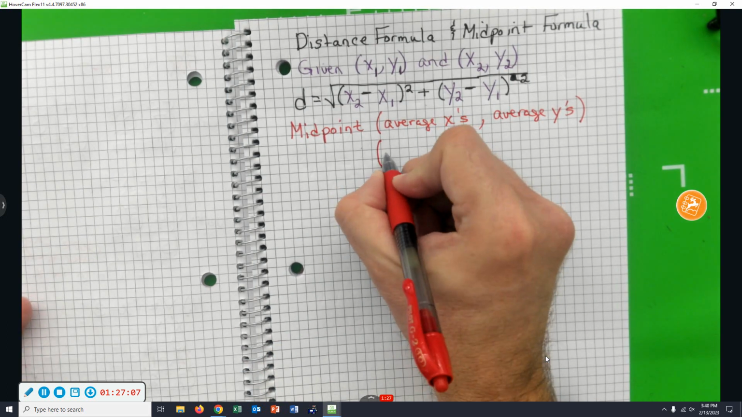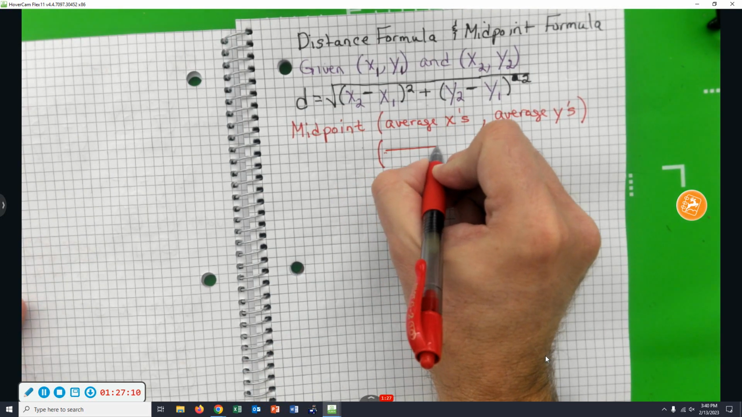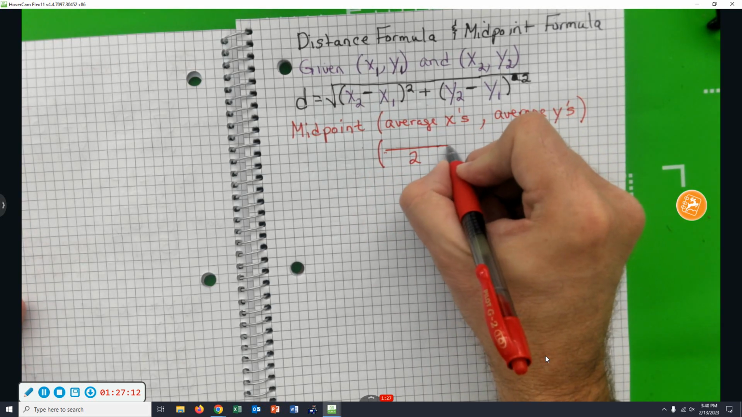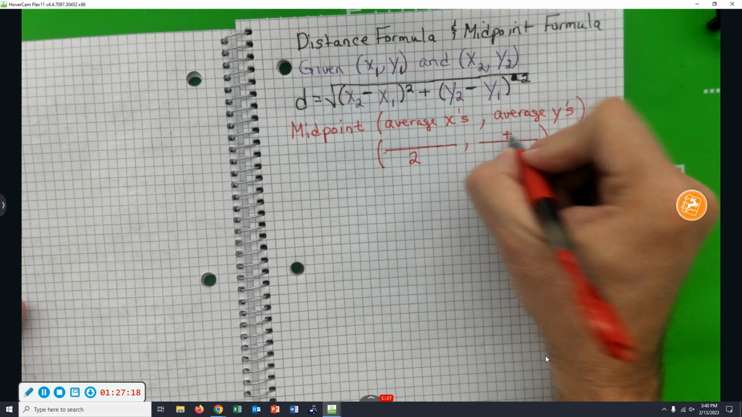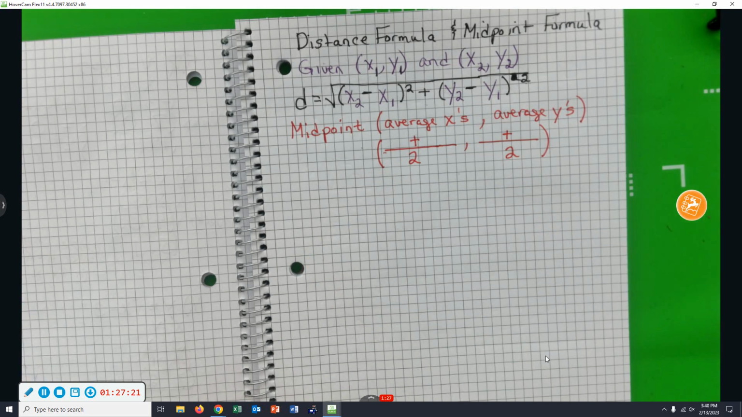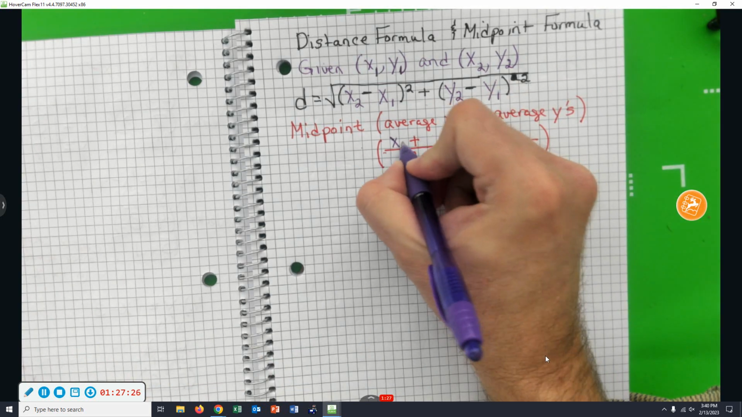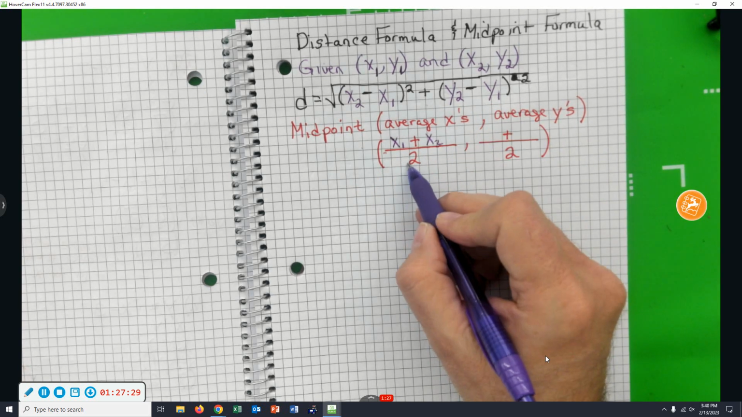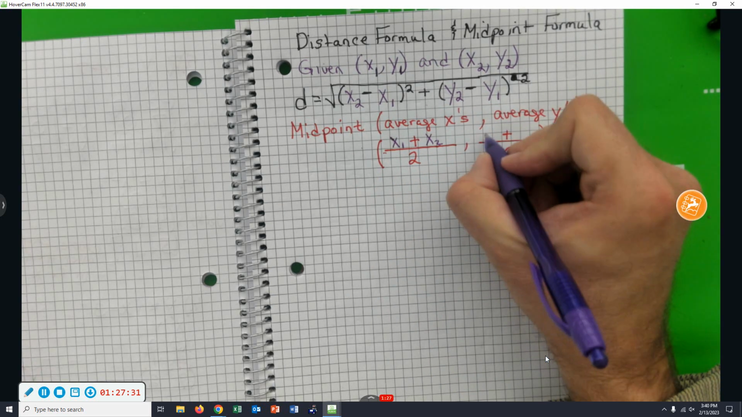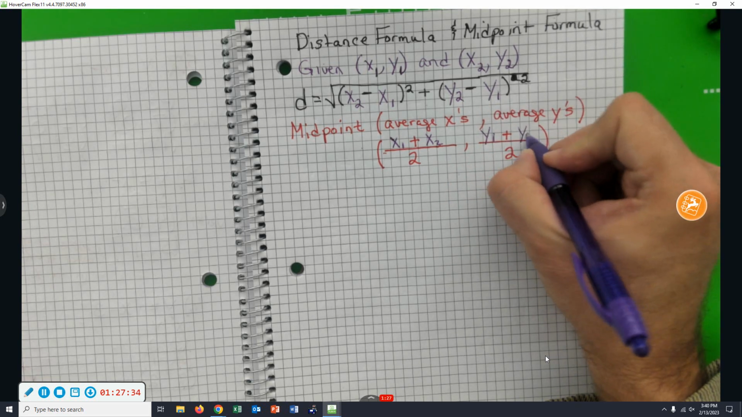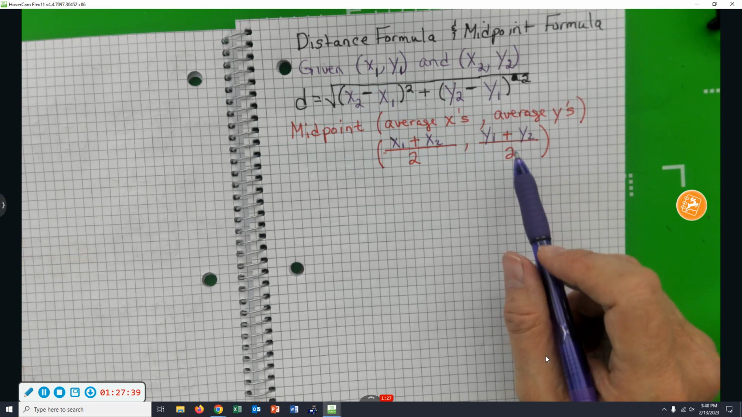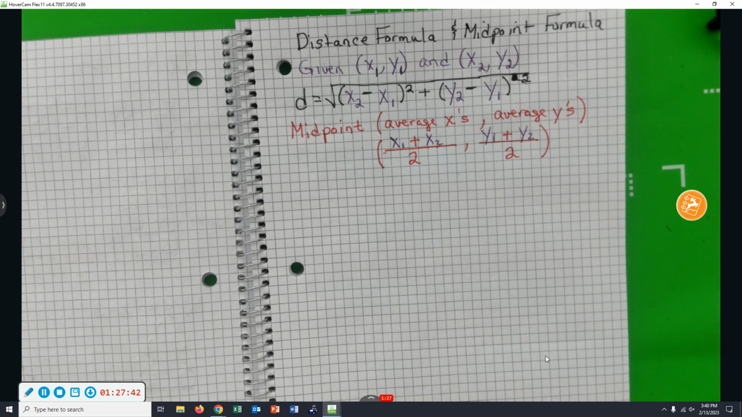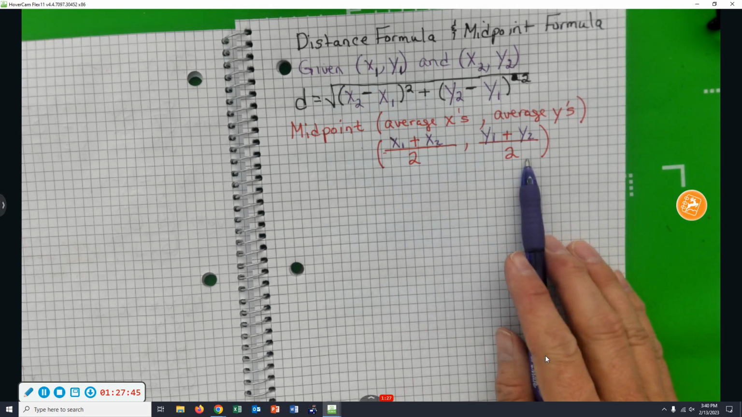So here's the midpoint formula, written out as a formula. To average the 2 x's, you would add them up, x1 plus x2, and then divide by 2. y1 plus y2, divide by 2, that's how you would average the y's. So to find the midpoint, you just average the x's, average the y's.